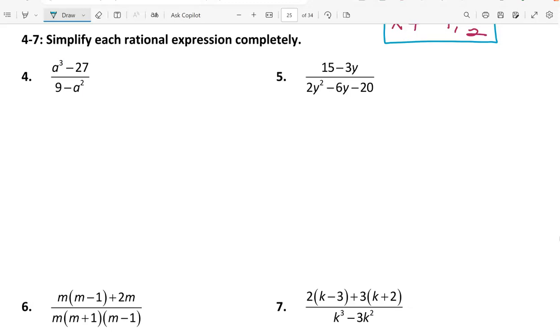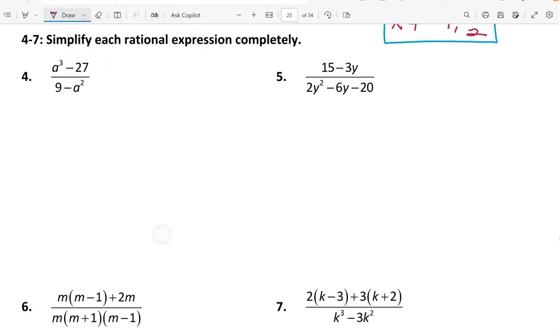In 4 through 7, we're asked to simplify each rational expression, or fraction, completely. To simplify a fraction, factor the numerator and denominator, divide out or cancel common factors, and then write the result.